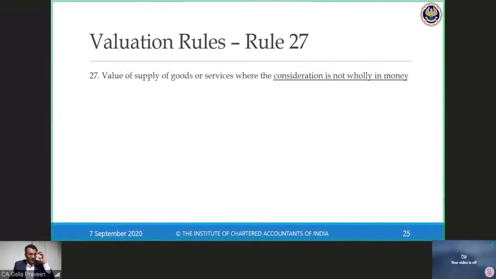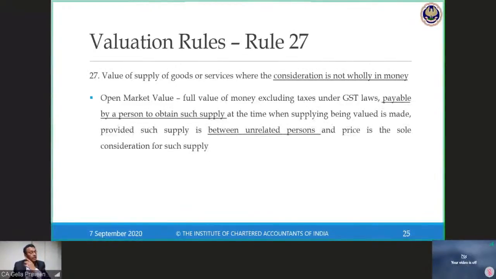Next, under this Rule 27, whenever we talk about open market value, this open market value is the full value in money, excluding taxes and GST, payable by a person to obtain such supply at the time when the supply is being made, provided such supply is between unrelated persons. That means when I want to buy a telephone, a television, or a mixie grinder, what is the open market value for that commodity? That value between two unrelated parties, which is open for purchase, is called open market value.